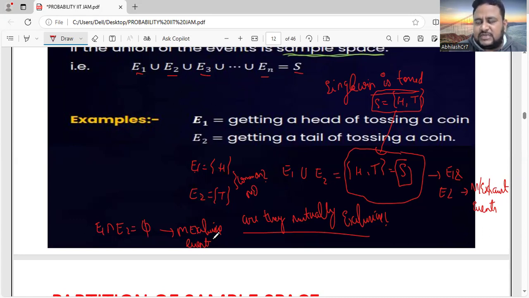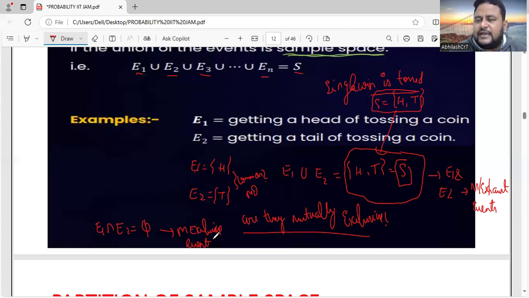So one thing you must understand, I am repeating the words again. Mutually exclusive means you look for common. If there is something common, then it is not mutually exclusive. If nothing is common in the intersection, E1 intersection E2, there is nothing common, or if it is coming as a null set, then we call it mutually exclusive events.